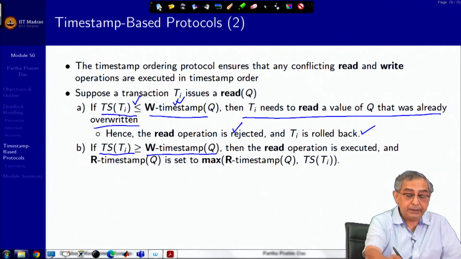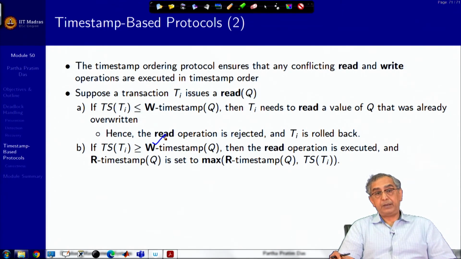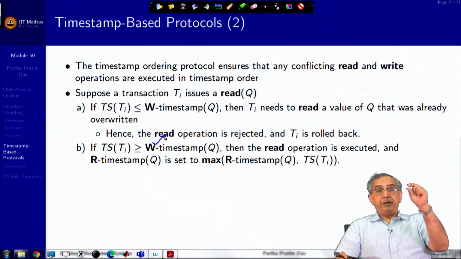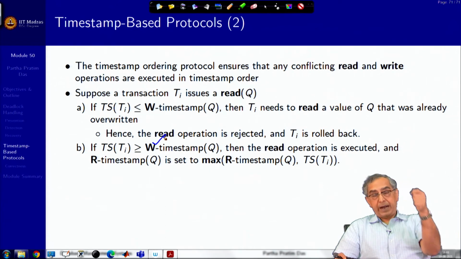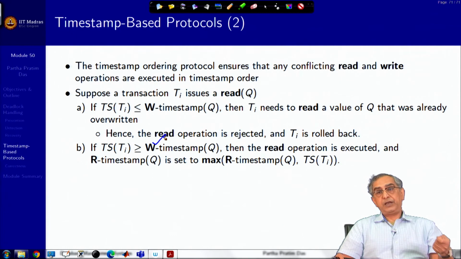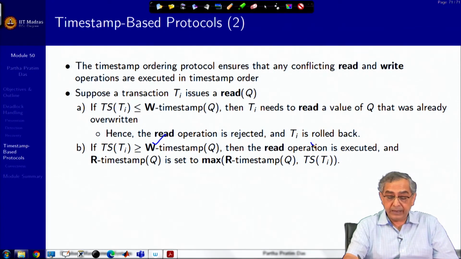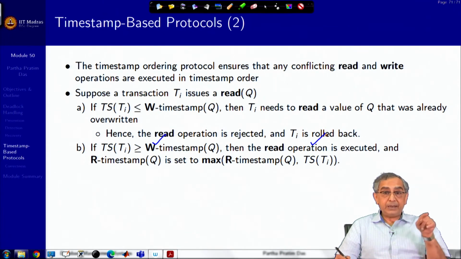On the other hand, if it is more than W timestamp, then the read operation is meaningful. That is, your transaction started after this write happened. So, that is the latest value, and therefore, now you are using a fresh value, not one which may have been invalidated later. So, the read is allowed, and since you do a read, the read timestamp of Q has to change.